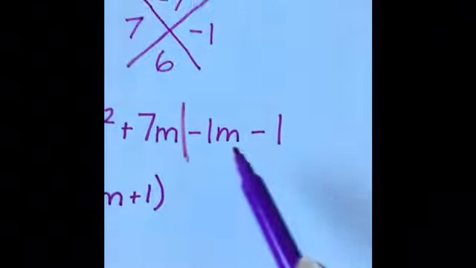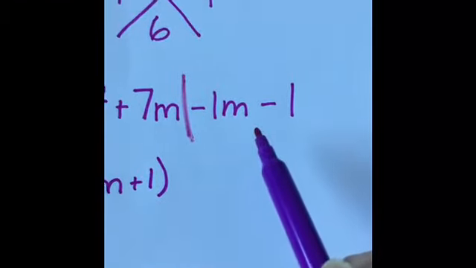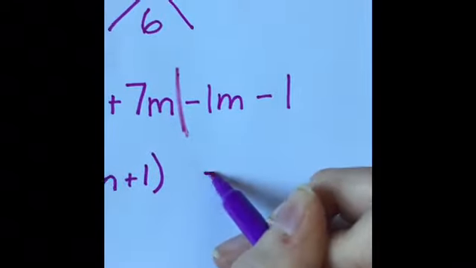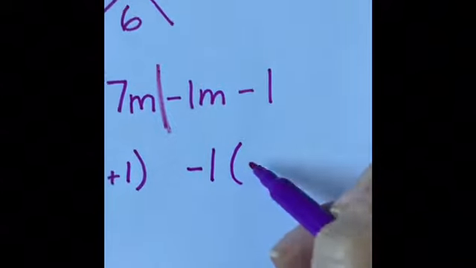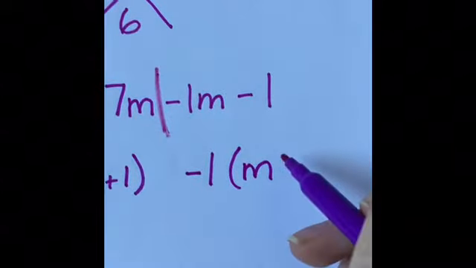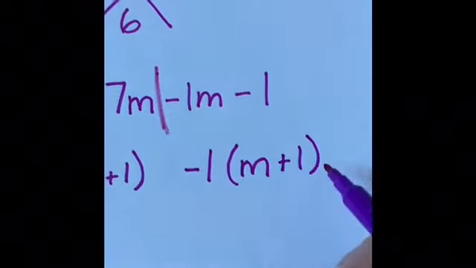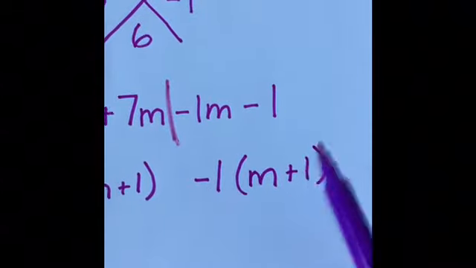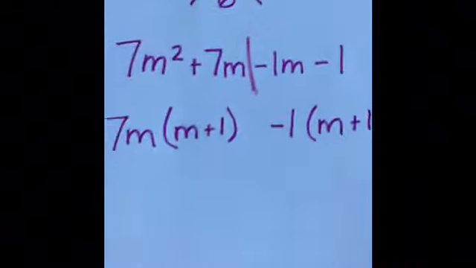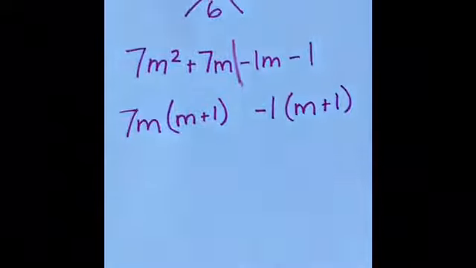Now if we go to this part of the equation, what do they have in common? Oh, they have negative 1 in common. So negative 1, and we write out what remains, m plus 1, because if you multiply negative 1 and positive 1, it's going to equal negative 1. Then we're left with this.